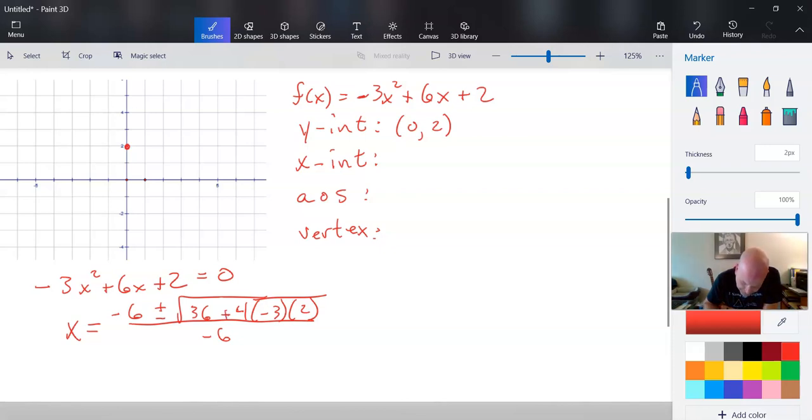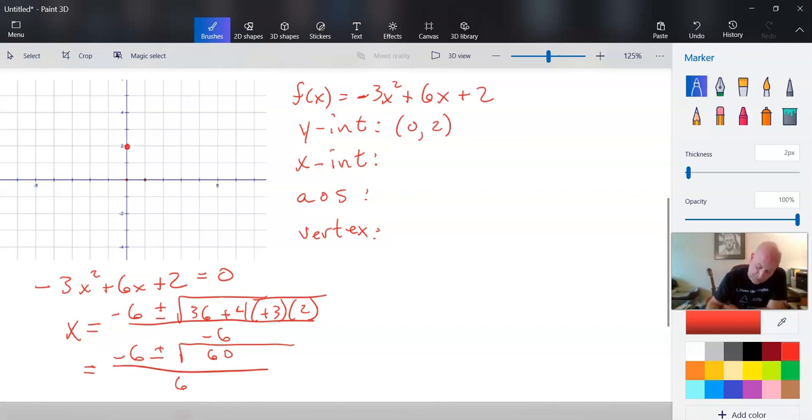That's a negative, negative, so that makes that positive. That makes that a 24. So this is 36 plus 24. Is that right? Yeah, so that should make it a 60. So that gives me negative 6 plus or minus the square root of 60 over 6.